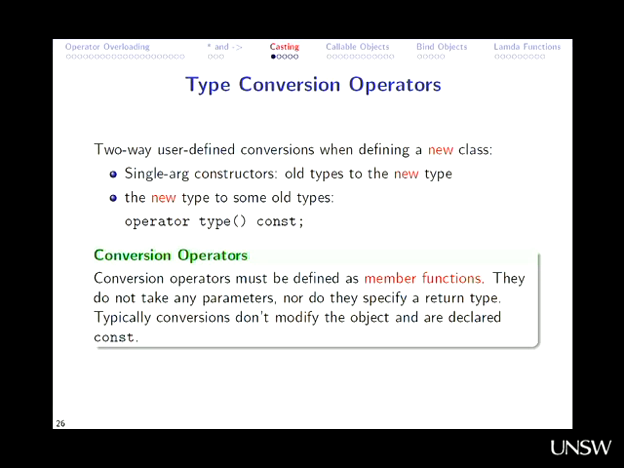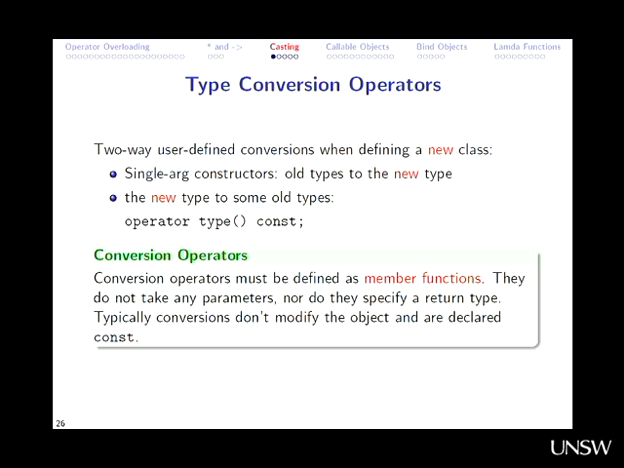Let's talk very briefly about casting. There's two ways to cast. There's single argument constructors, old types to new types. So we saw that last week, whereabouts we had our class being equal to something that wasn't the same type. And that was because the single argument constructor came in. Okay? And we talked about explicit constructors.